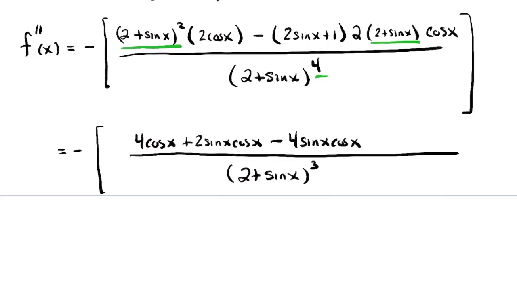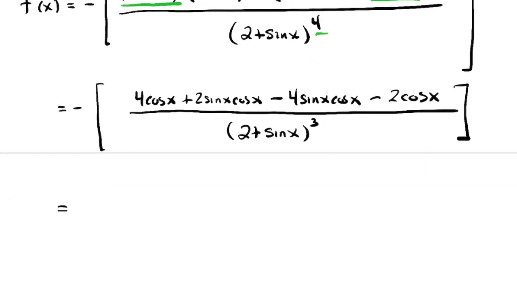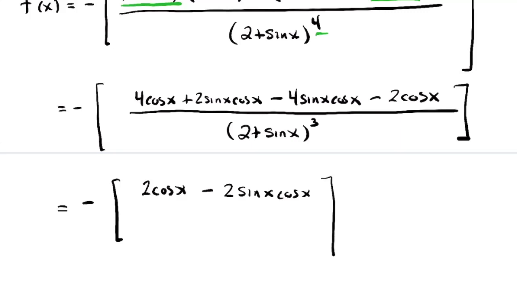And then I have minus, again, let me just help you see what I'm talking about, minus cos x times 2 times 1. That's minus 2 cos x. All right, we can simplify some or gather some terms in that numerator. 4 cos x minus 2 cos x is 2 cos x. And then positive 2 of those things minus 4 of them, well, that's minus 2 of them. So it's simplifying pretty nicely. That's over 2 plus sine x cubed.